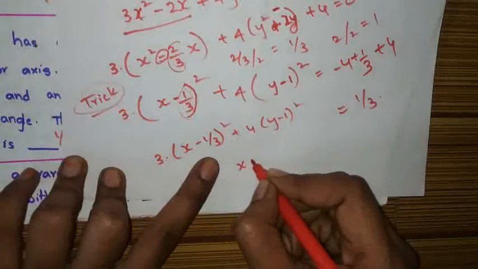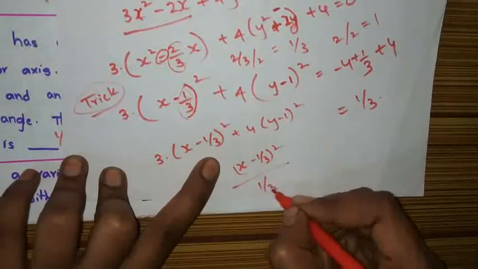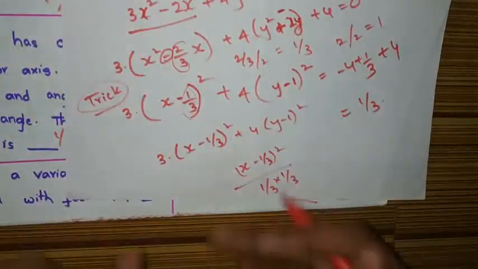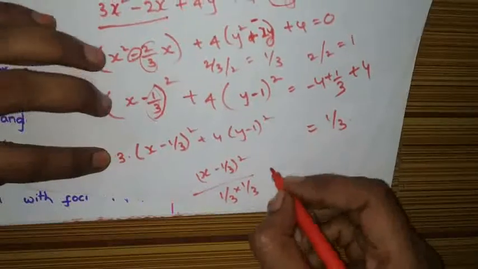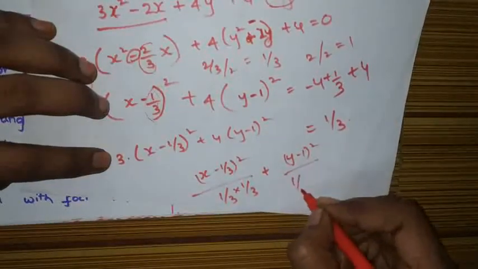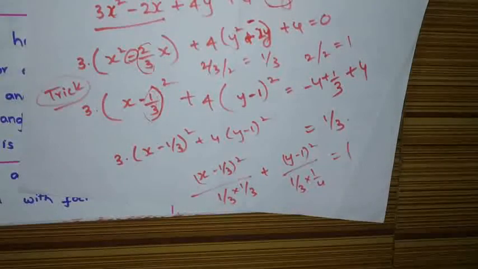Then x minus 1 by 3 whole square over 1 by 3 into 1 by 3. You have to take this denominator to get it in standard form. 1 by 3 into 1 by 4 is equal to 1. This is the standard equation of the ellipse.